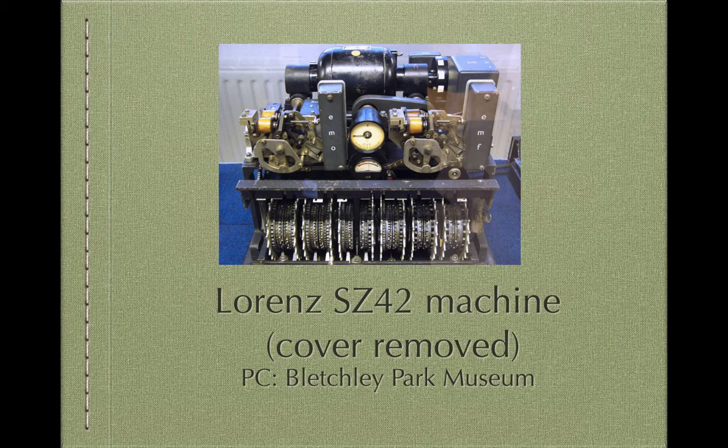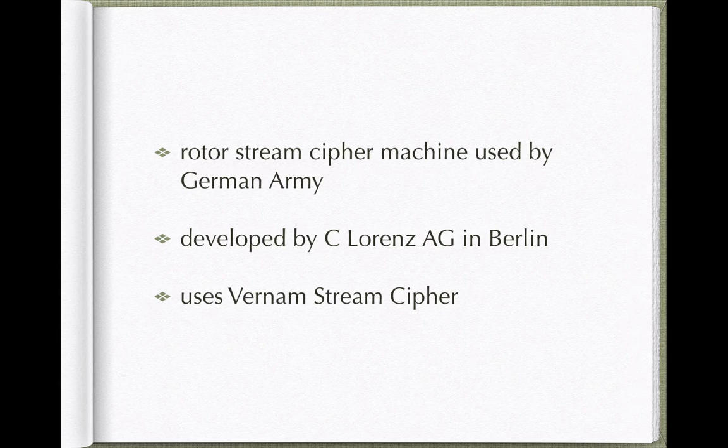This is how a Lorenz SZ42 machine looks if you remove the cover. One of the models is kept at Bletchley Park Museum now. Like I mentioned, it's a rotor stream cipher machine used by the German army in particular. For all the very important communication between Hitler and his generals, they were using this Lorenz cipher. It was developed by an engineer called C. Lorenz AG in Berlin.